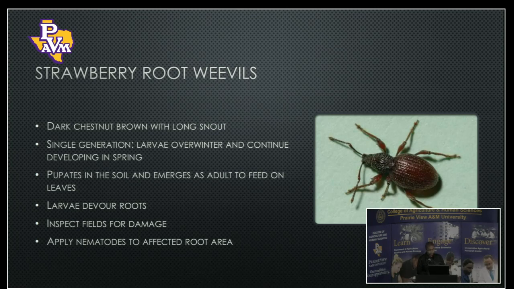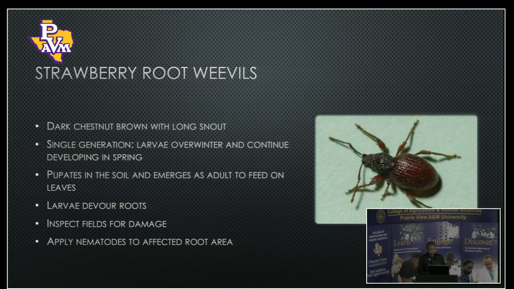One of the things that makes this a little bit easier to manage is the fact that it has a single generation. The larvae actually come out of the ground during the winter at the end of the season once strawberries have matured, and that's when they'll begin feeding. And then they'll continue to develop into adults as spring starts.